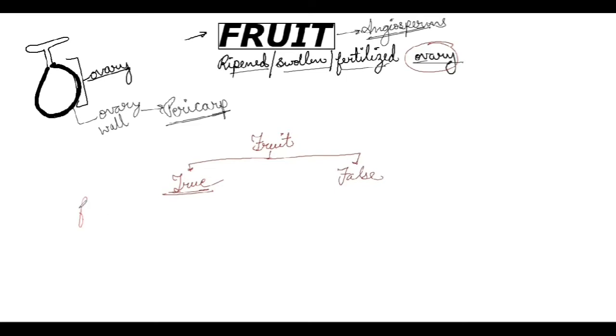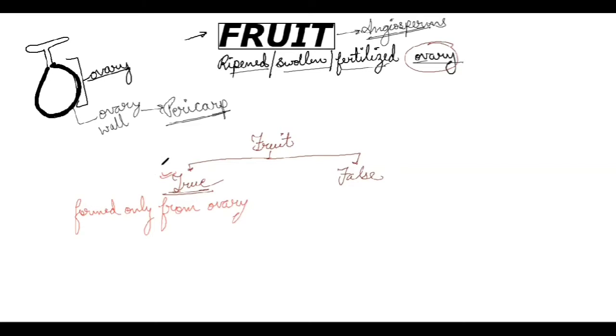Fruits formed only from the ovary, then we call them true fruits. For example, we have mango, and we have so many other examples like the grapes and all.